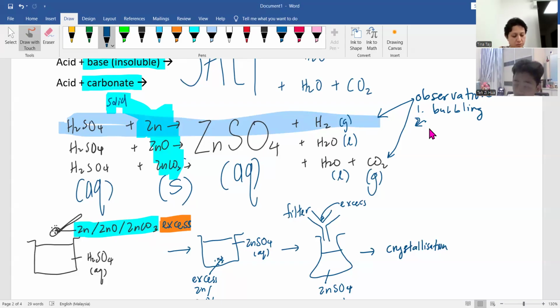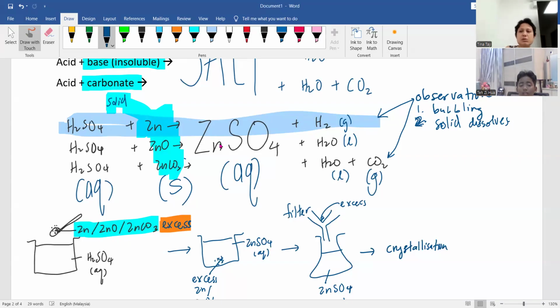Think again. Something to do with the reactants. Reactants are used up. So what do you see? Reactants finish, like they get less and disappear. What are the reactants made of? Solid. So the solid dissolves. So the second observation is the solid dissolves. So bubbling and then the zinc oxide or zinc carbonate dissolves.